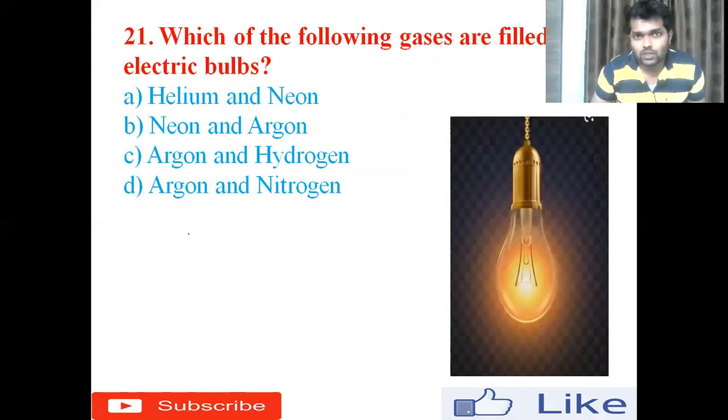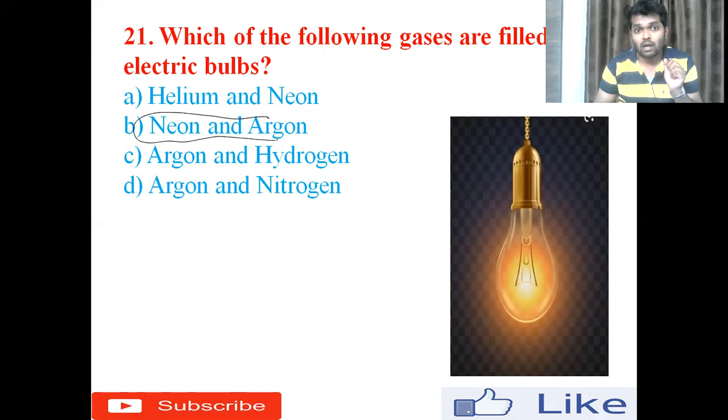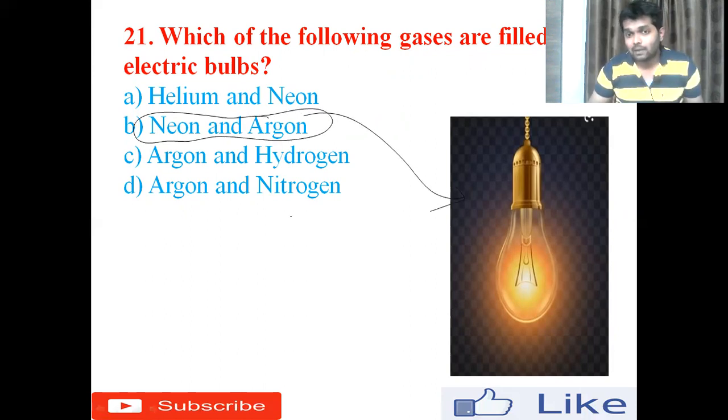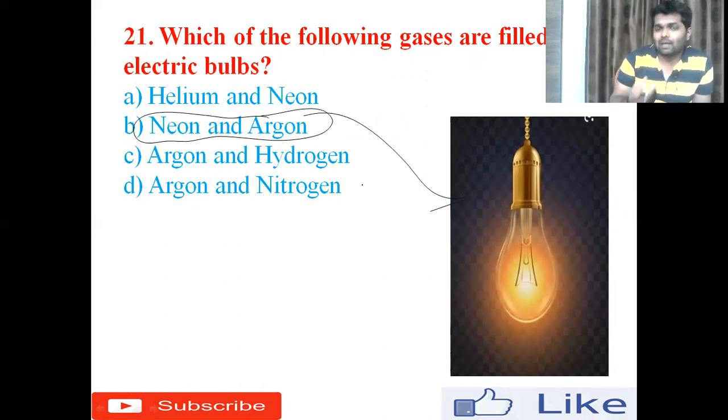21st question, which of the following gases are filled in the electric bulb? Option A, helium, neon, both are rare gases. Option B, neon and argon. Option C, argon and hydrogen. Option D, argon and nitrogen. So the right answer for this question is neon and argon, which will be filled inside the incandescent bulb or the tube light, any kind of electric bulbs.